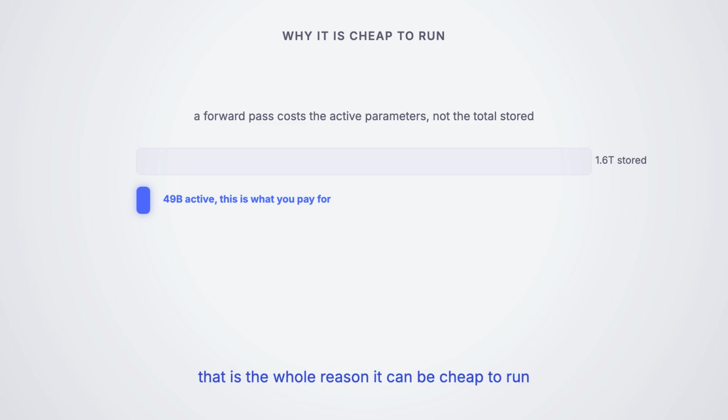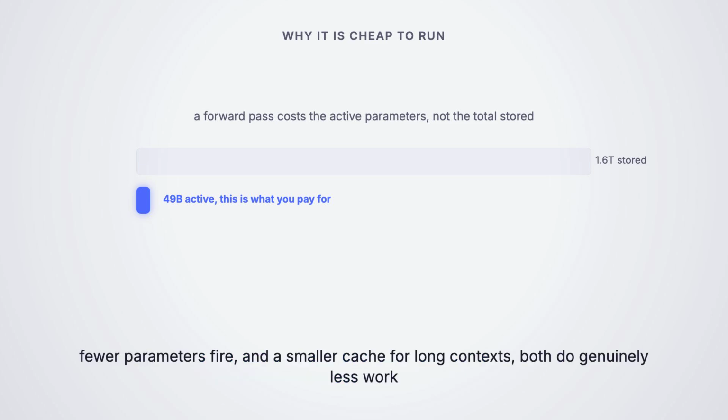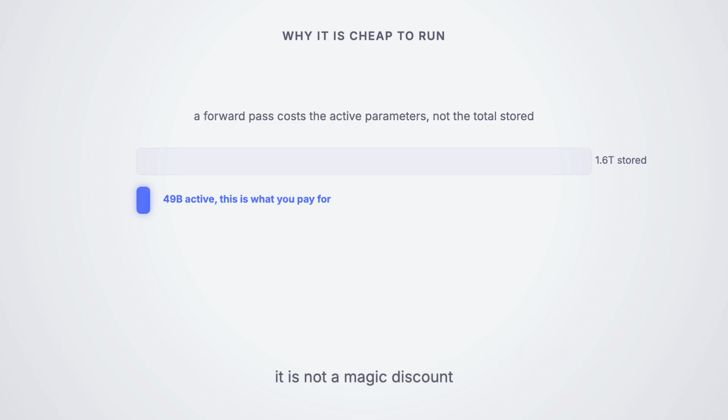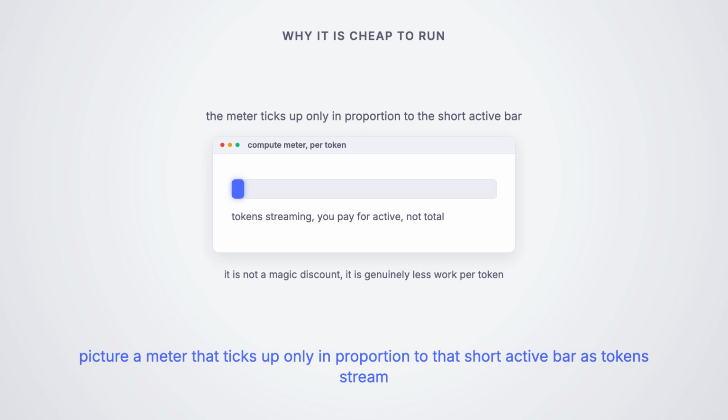Mixture of experts means fewer parameters fire, and compressed attention means a smaller cache for long contexts. Both do genuinely less work per token. It is not a magic discount. Picture a meter that ticks up only in proportion to that short active bar as tokens stream. You pay in compute for active, not total.